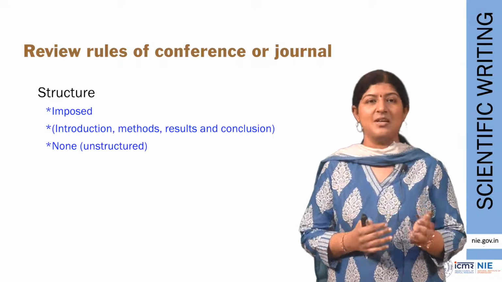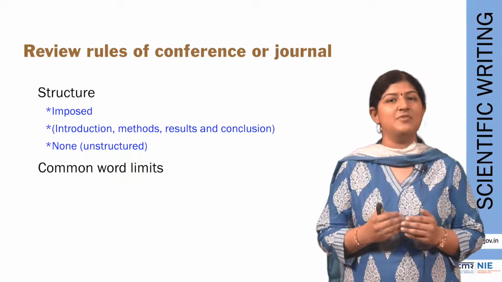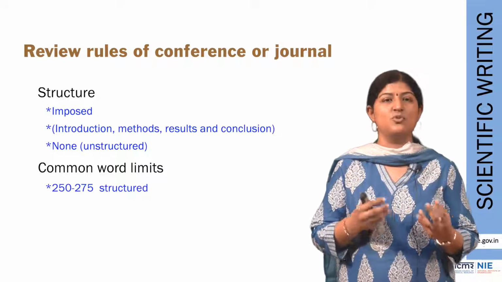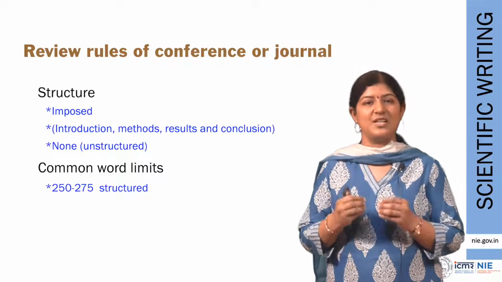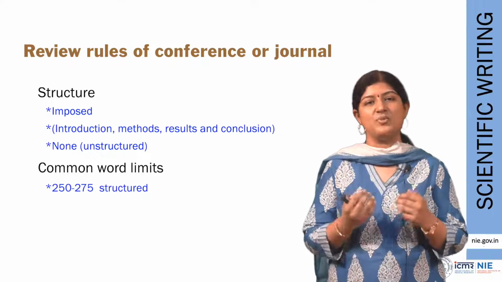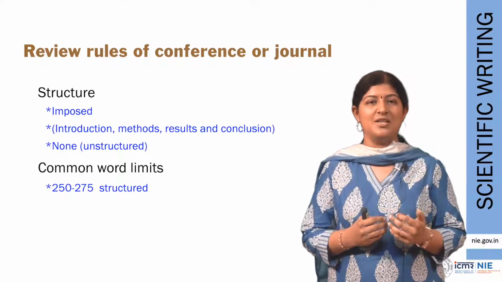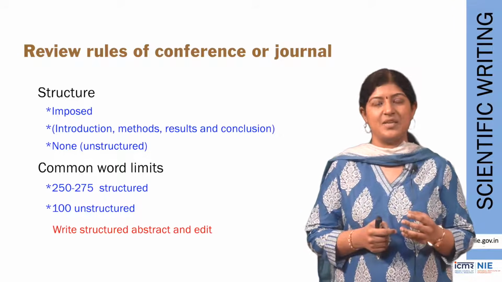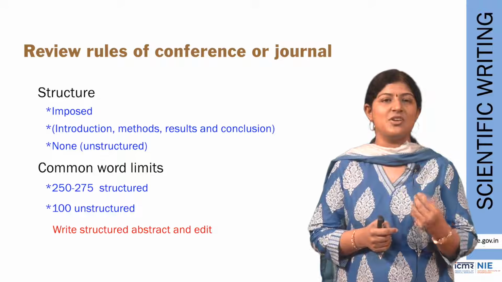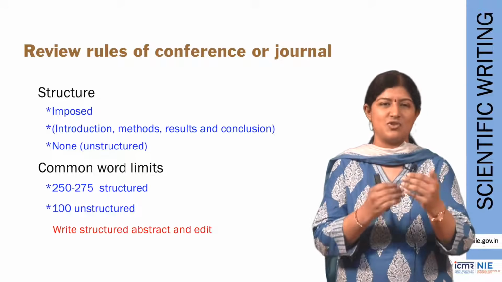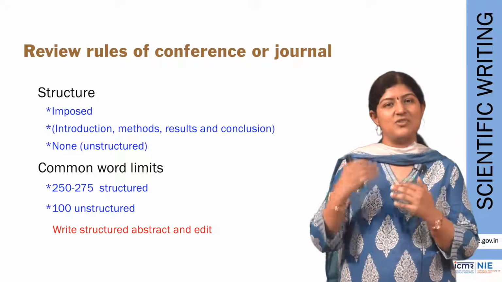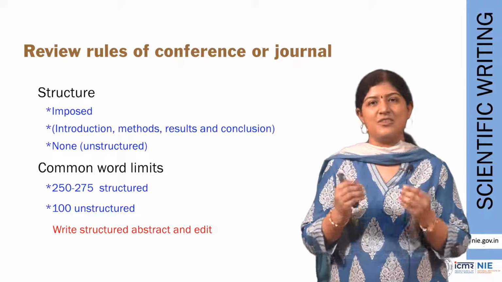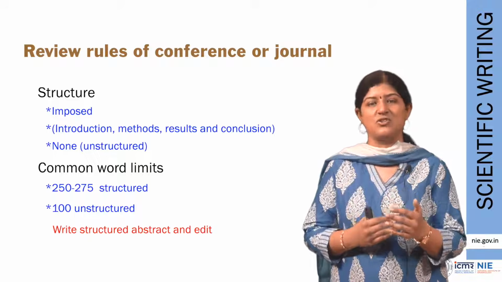The common word limits that often journals or conference presentations demand is between 250 to 275 words if it is going to be a structured abstract. If it is going to be an unstructured abstract, then usually the word limit is much smaller and may be roughly around 100 words. The way to go about writing an unstructured abstract is to first write a structured abstract, keeping the introduction, methods, results and conclusion in the logical order, and then to edit it and reframe it so that it appears like an unstructured abstract.